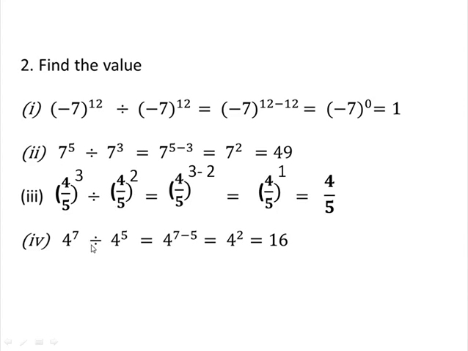Now example number 4. 4 raised to 7 divided by 4 raised to 5. Now again the base is same, so we will subtract the indices. That is 4 raised to the power 7 minus 5. 7 minus 5 is 2. So you will get 4 square. Now what is the square of 4, children? It is 16. That is 4 square is 4 multiplied by 4. That is 16. Hence 4 raised to the power 7 divided by 4 raised to the power 5 is 16.